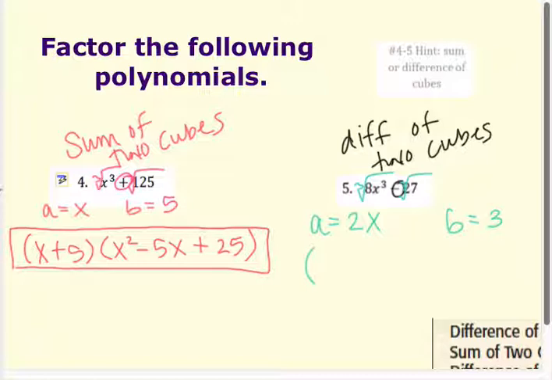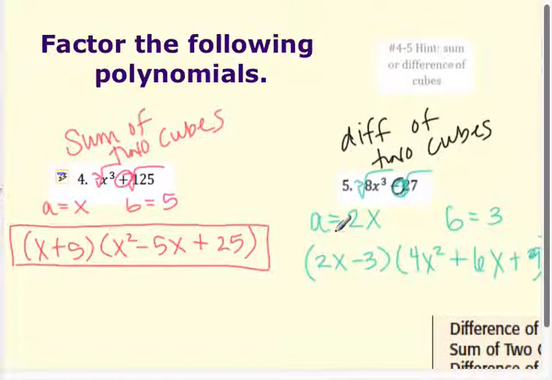So, same idea. I take my a plus my b, a difference, so I'm going to subtract. So it's going to be my 2x minus my 3. Then again, the next part is the same, but I'm going to have all positives or pluses in between. So I would take a squared, so I would square each part in a, so I would have 4x squared, plus a times b, 6x, and then plus my b squared, so 9. And there, this is factored all the way.